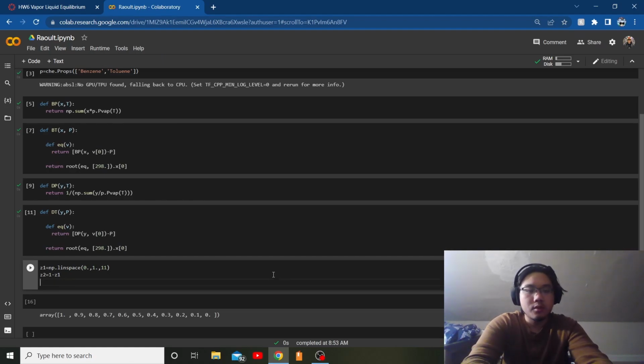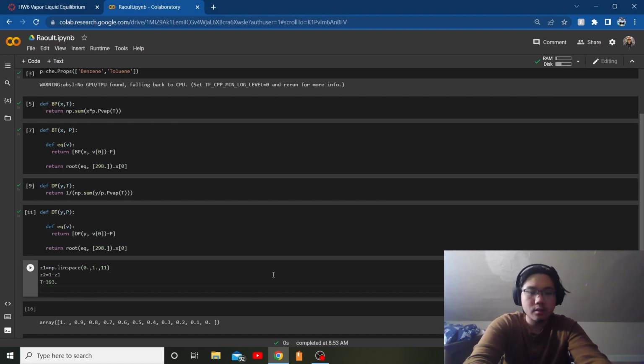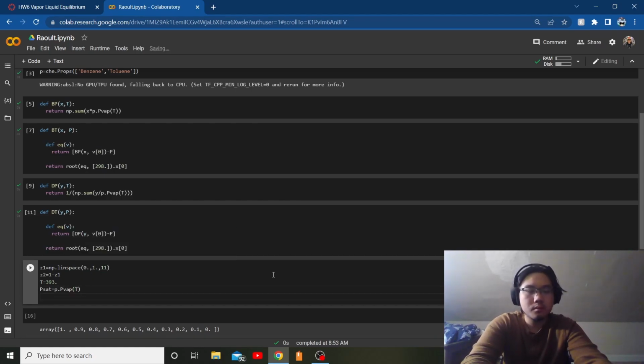For this scenario, it will be at 393 Kelvin. And so I'll set the pure component vapor pressure at its own variable, so I don't have to type out as much. And like I said, it's just a summation of the 2 points, so we don't have to run a for loop for it.